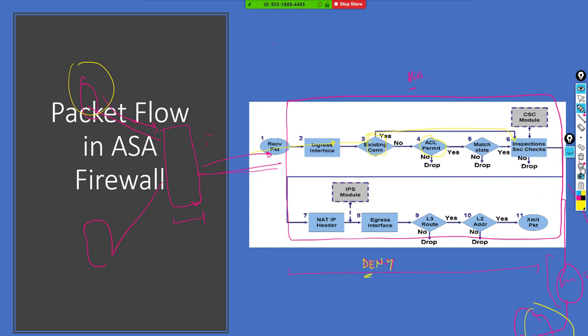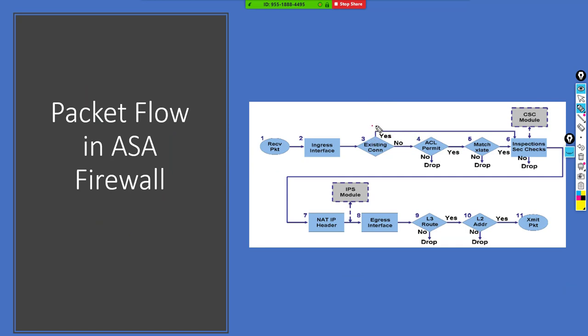Now the problem is, let's say this is happening for the first time. The connection between this user and the internet is happening for the first time. In that case it will go with all the parameters. So first it will see the ACL. ACL is nothing but access list.